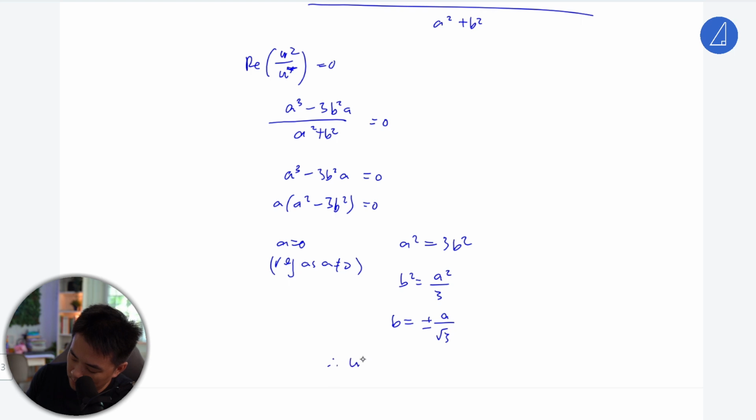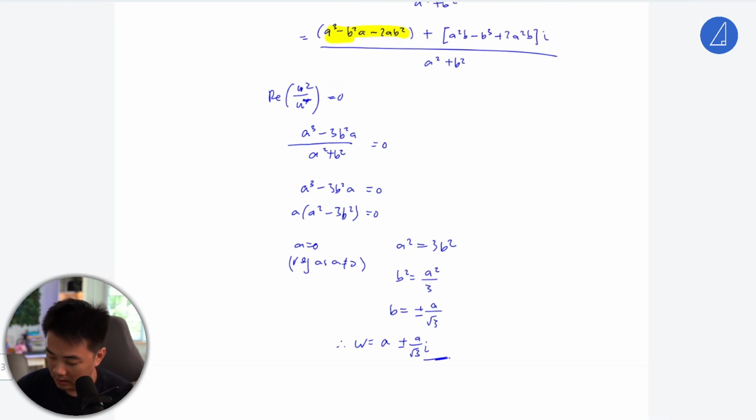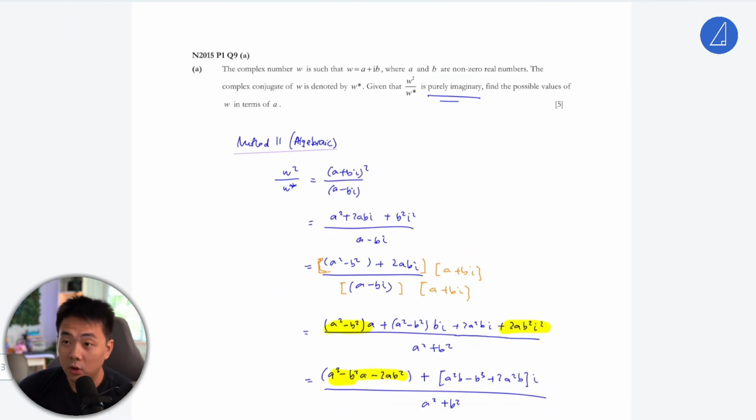There you go. That's how you do this question proficiently. If you have any questions at all, please let us know and I'll see you in the next question.